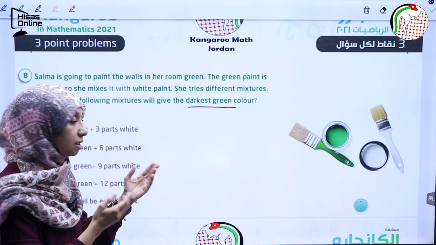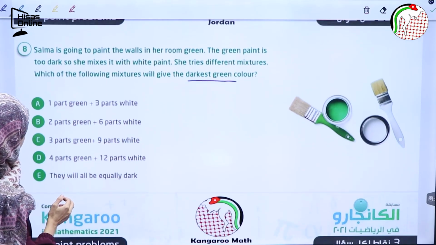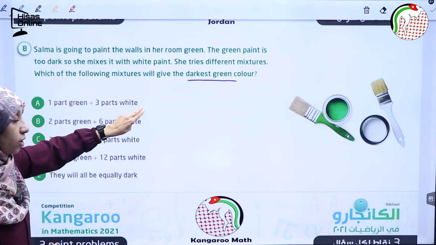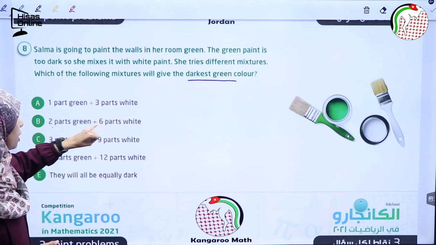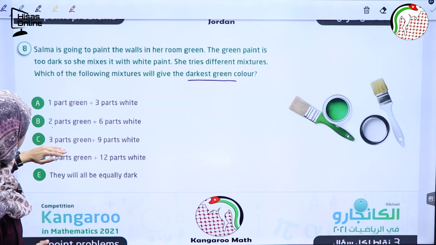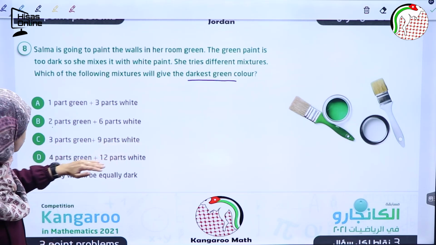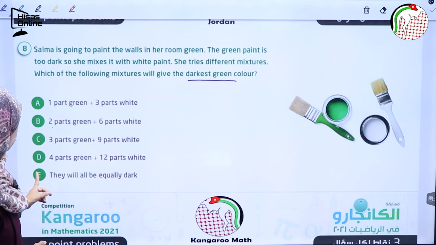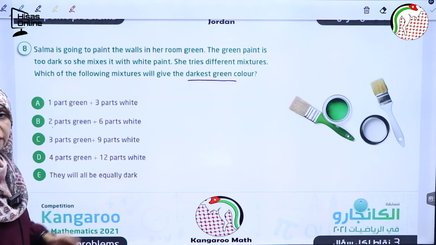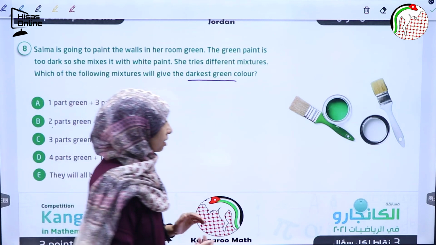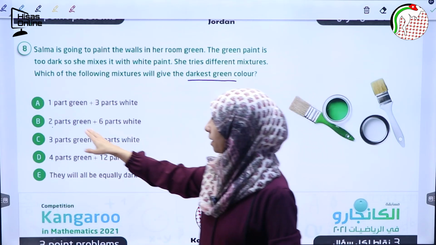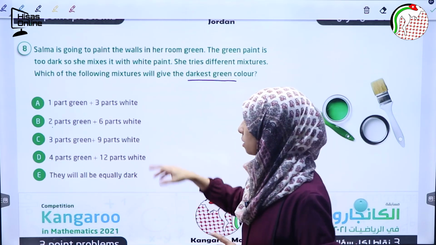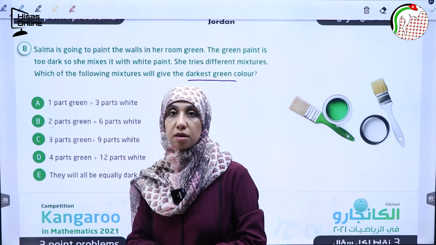So let's see the options here. She used 1 part green, 3 parts white; 2 parts green, 6 parts white; 3 parts green and 9 parts white; 4 parts green, 12 parts white; or they will be all equally dark. Let's see the options. Since I have parts, that means I can use those as fractions.